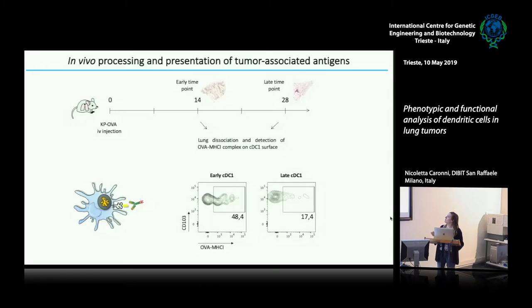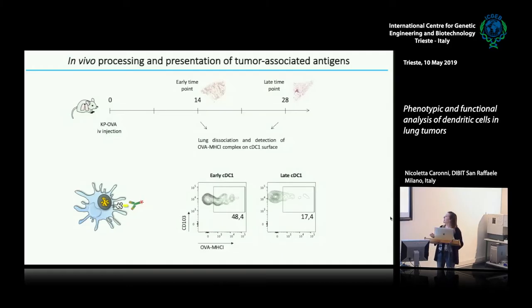And there is a commercially available antibody that is able to detect only the complex composed by the MHC class 1 and the ovalbumin peptide. So with this, we can see the dendritic cells inside the tumor, at tumor sites, that present the complex MHC class 1 and ovalbumin on the cell surface.